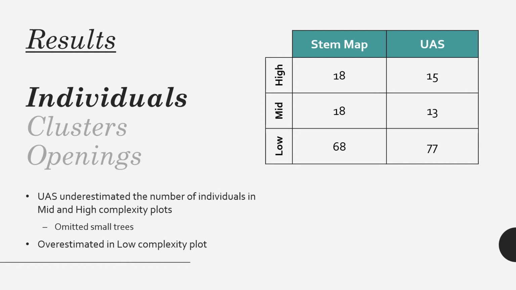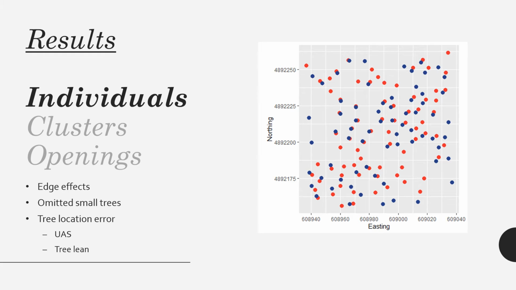So here we have our STEM-mapped individuals in blue versus the UAS-derived individuals in red from our low complexity plot. You can see that a couple of the extra individuals appeared possibly due to edge effects along the northern edge, most likely due to some small error in plot delineation. Some other trees in the middle of the plot were near small trees on the STEM map, but those smaller trees ended up being omitted from the UAS data, leaving those individuals alone.